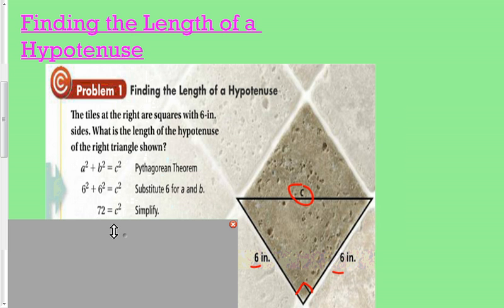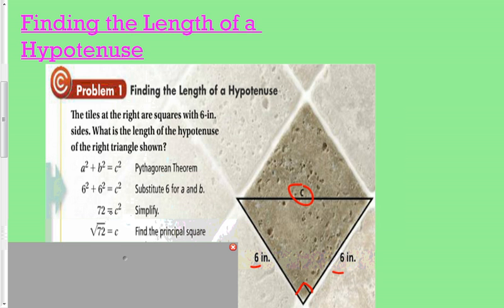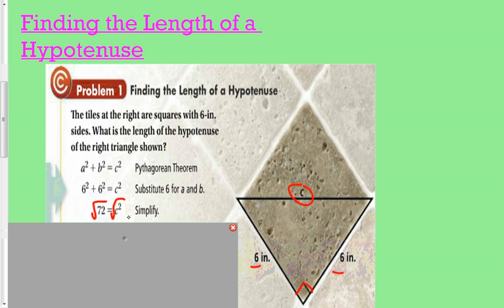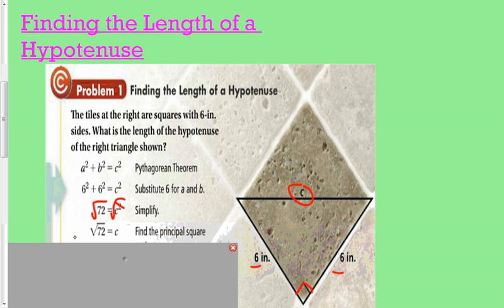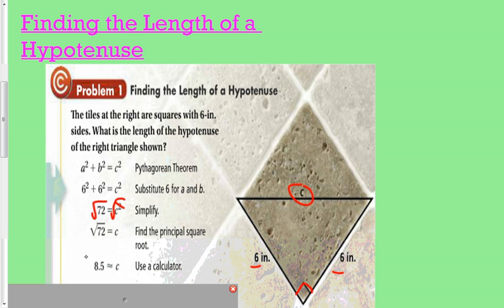But that doesn't tell us what c is equal to yet, so we're going to take the square root. It's the same thing as doing something to both sides. When we take the square root of c squared, that cancels out the exponent. So we're left with c, and then we have to find the square root of 72. And we're going to estimate it to be 8.5.